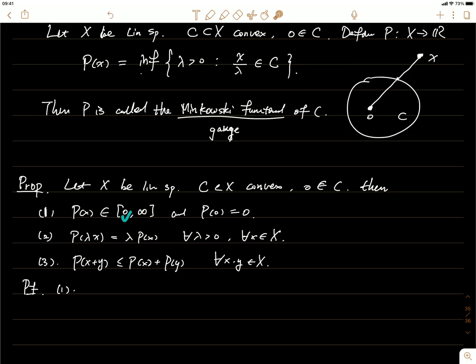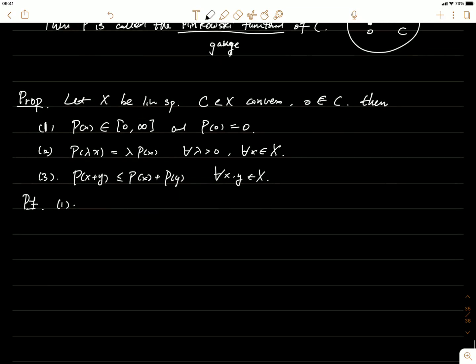Right? So that's why this must be greater than or equal to 0. And it could be infinity, in which case it will be infinity. Let's say I have, say this is my C.